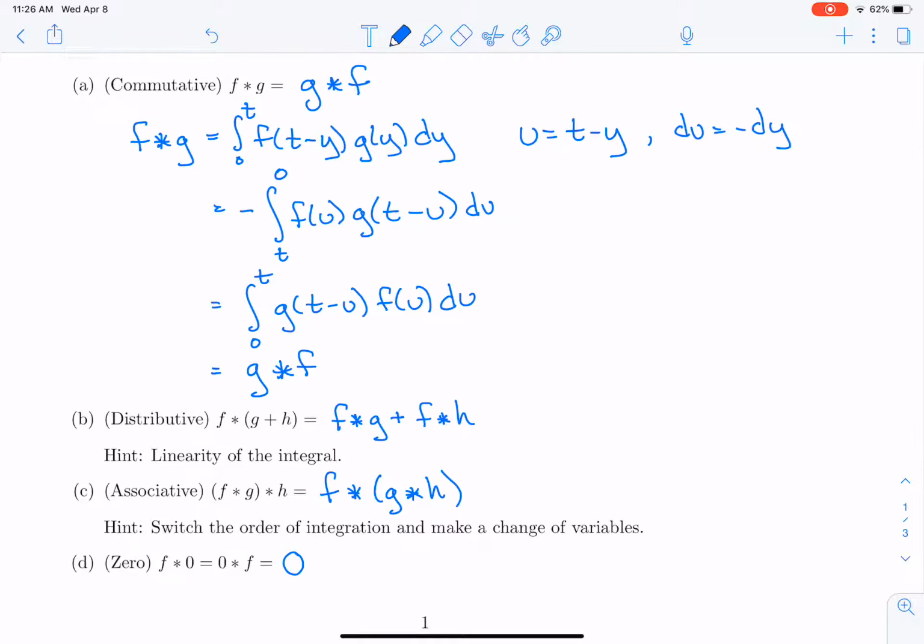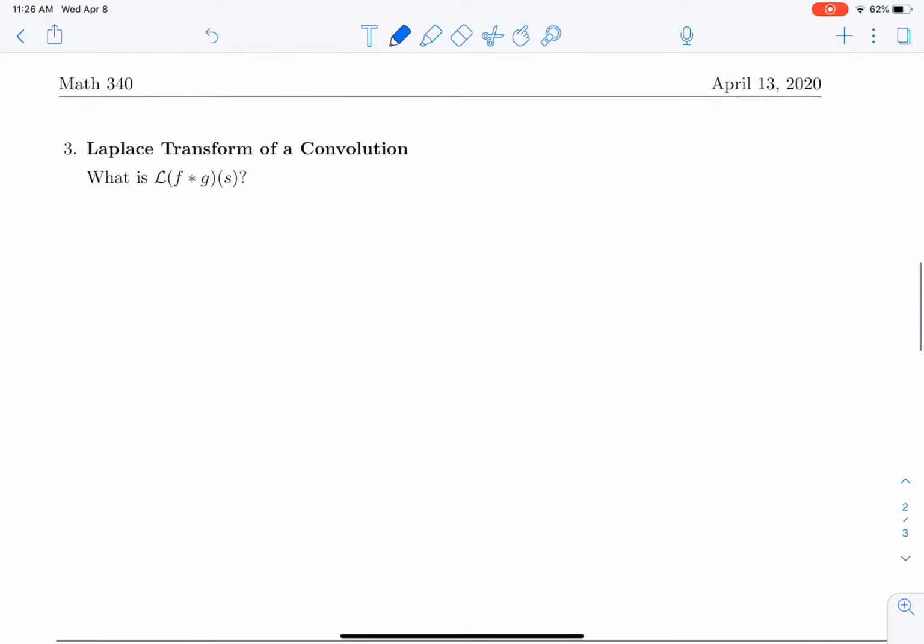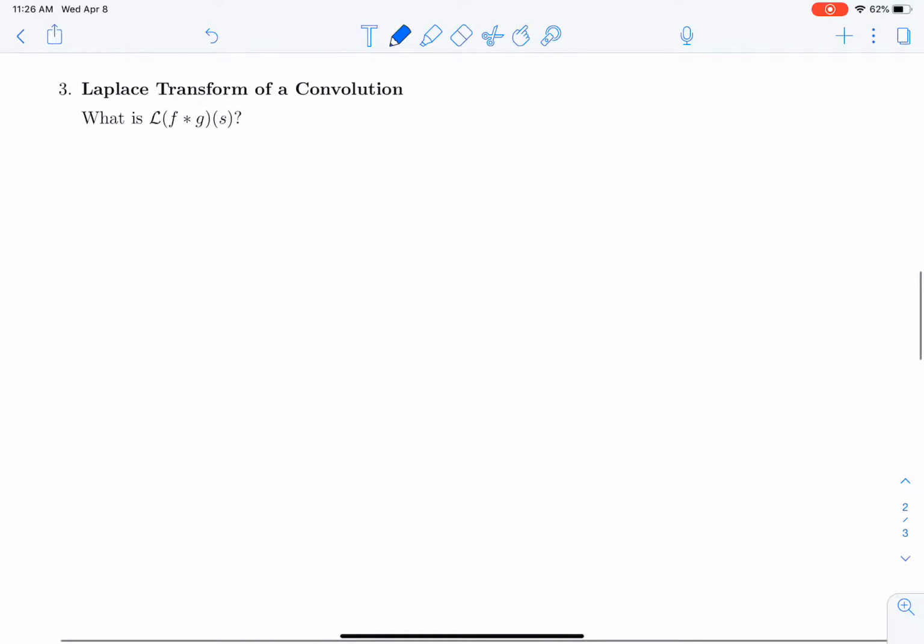Now, I've not given the proof of the distributive property or the associative property, and that's because that is going to be part of your homework for tonight. Okay, so why am I interested in this new product? Well, let's look at the Laplace transform of a convolution. So what happens when we take the Laplace transform of f star g?